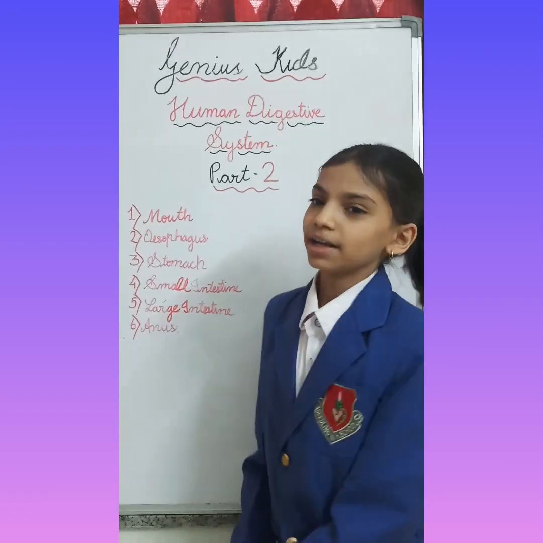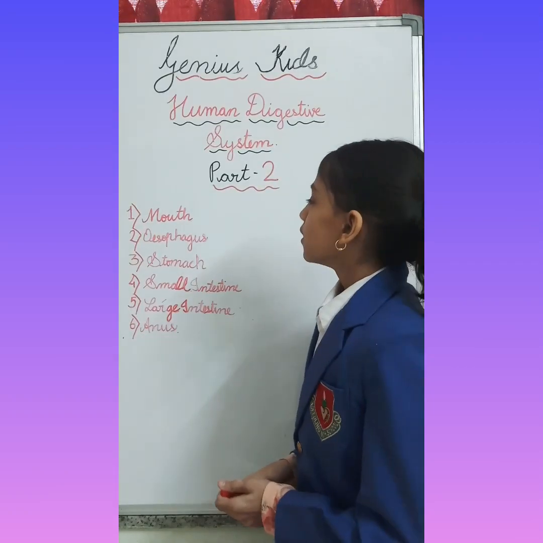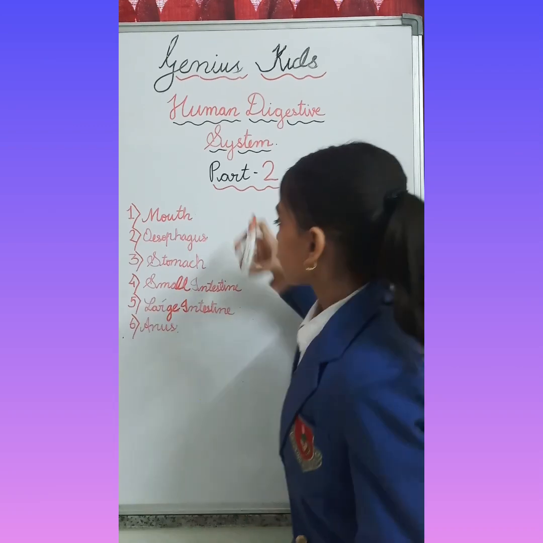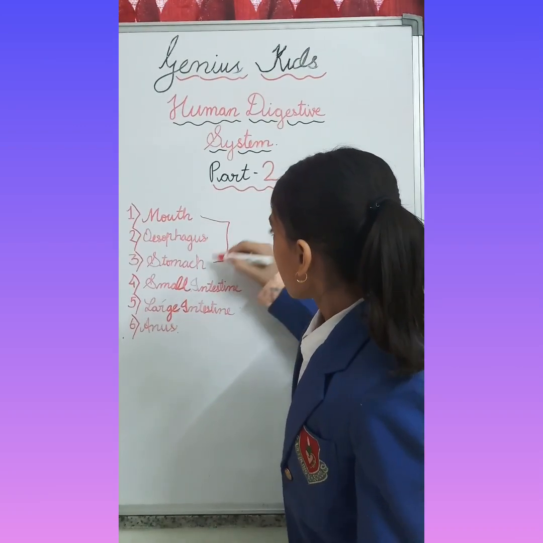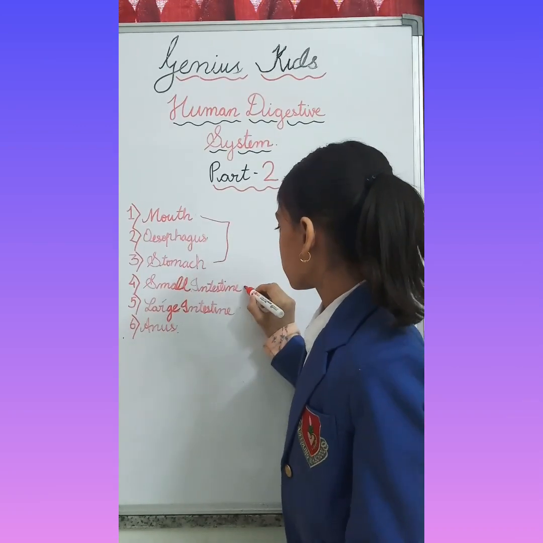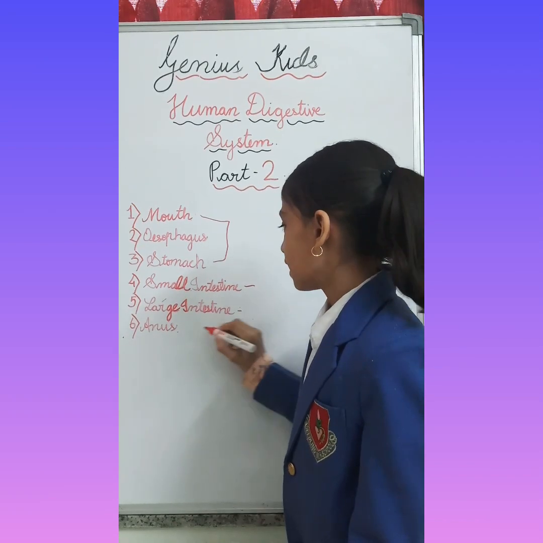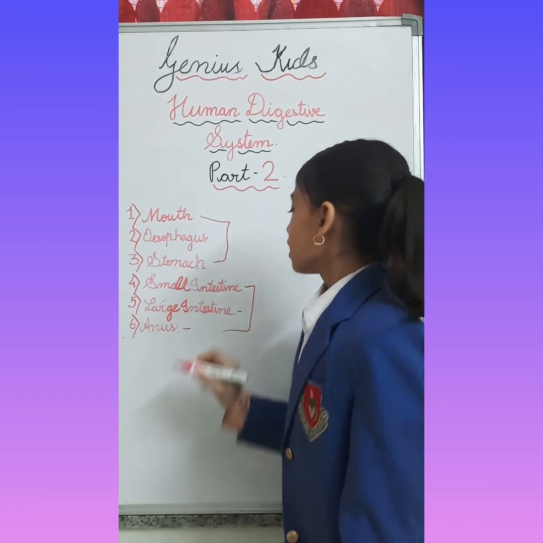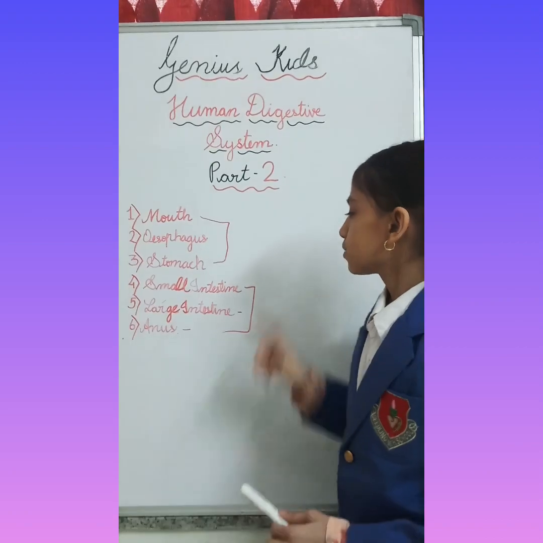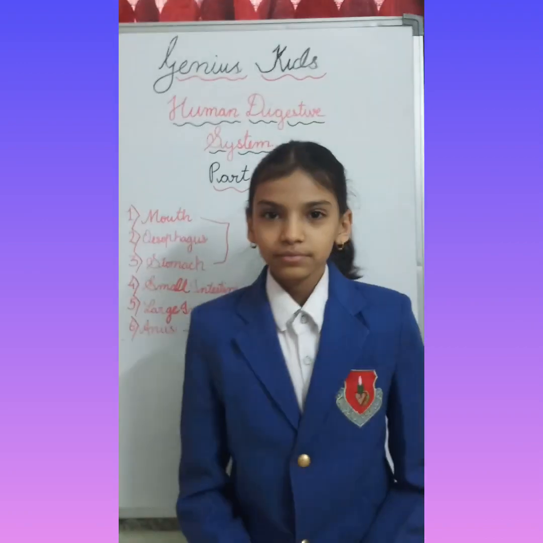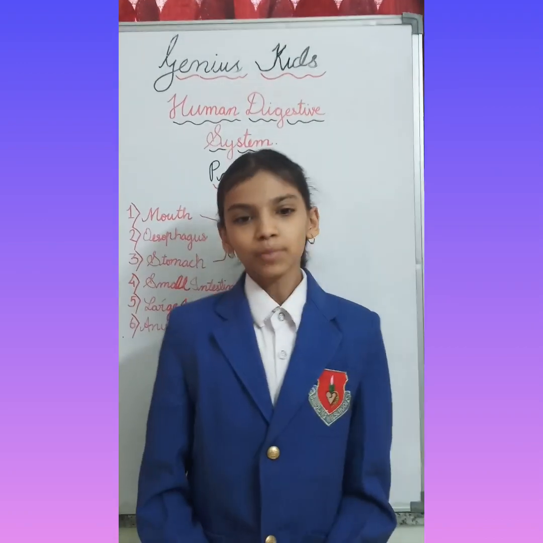So in part 1 we have learned mouth, esophagus and stomach. Now in part 2 we will learn about small intestine, large intestine and anus. So first let us start with small intestine.